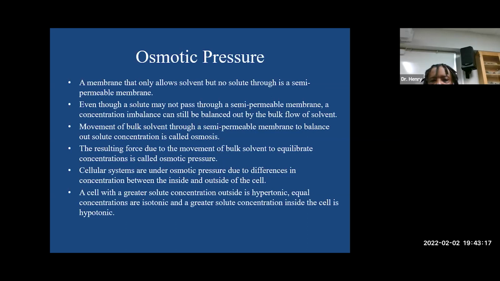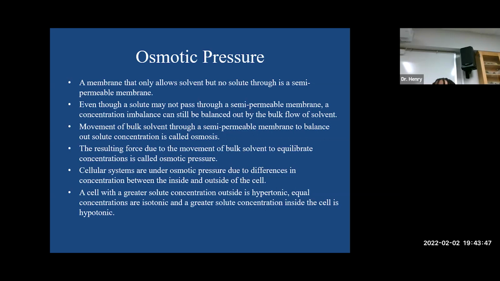Okay, osmotic pressure. When we're talking about cells and everything like that, we often will talk about osmotic pressure. You guys heard of the cell membrane, right? You just learned this. The cell membrane is a semi-permeable membrane, meaning it lets certain things in and lets other things out.